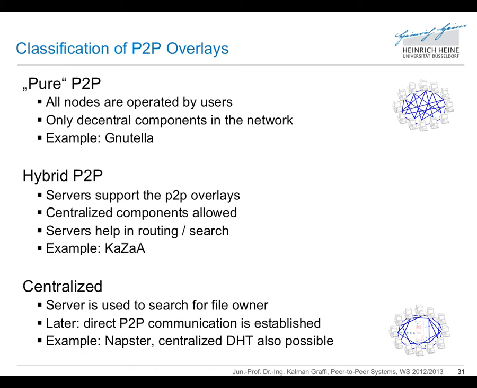And Napster, the first peer-to-peer overlay, was like that. There you had some MP3 files and you told the server, okay, I have this file, and if somebody else was looking for it, you asked the server, and the server responded back with your ID and contact address, and then the direct communication took place.